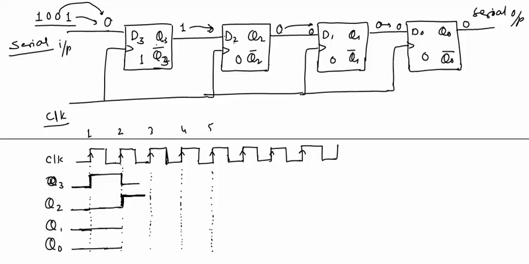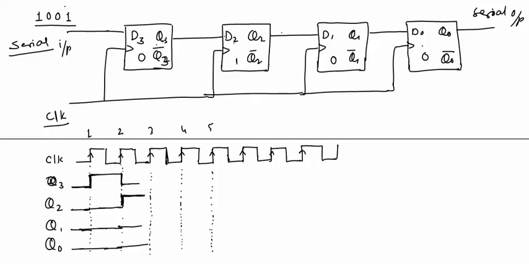So for this flip-flop, input is logic 0, output will be again logic 0. For this flip-flop, input is logic 0, output will be logic 0 again. Now this flip-flop has logic 0 in it, this flip-flop has logic 1 in it, this flip-flop has logic 0 in it, and this flip-flop has logic 0. Now for the next clock pulse, we will first arrange all the inputs.